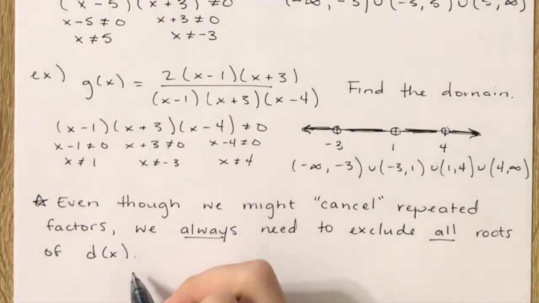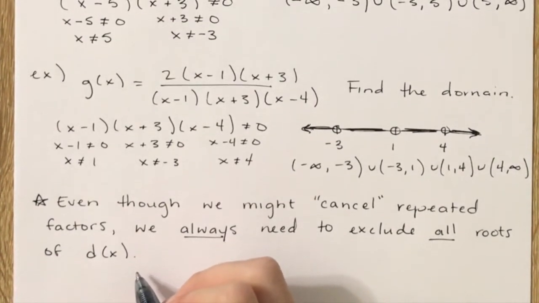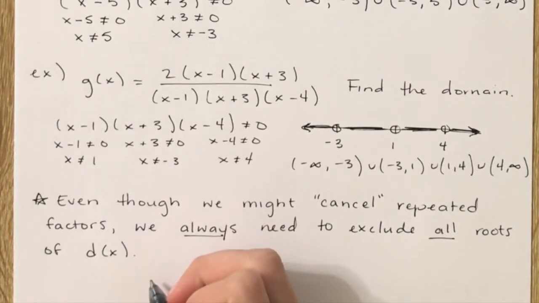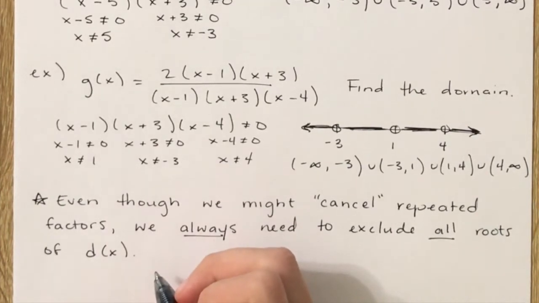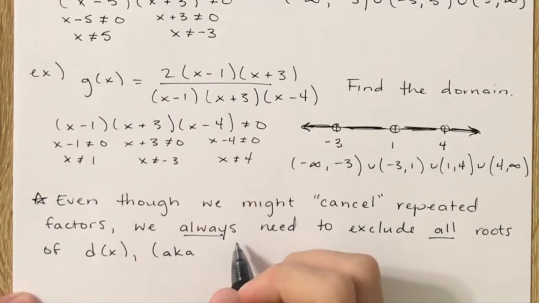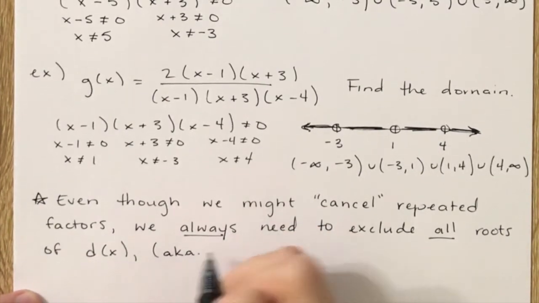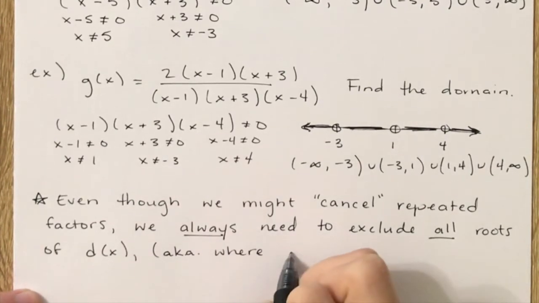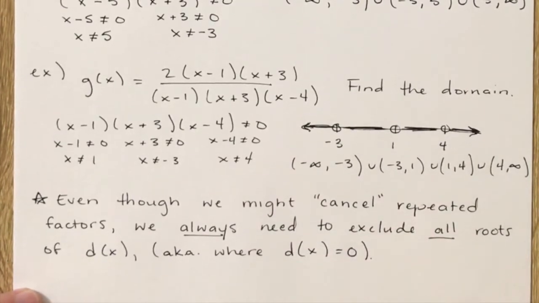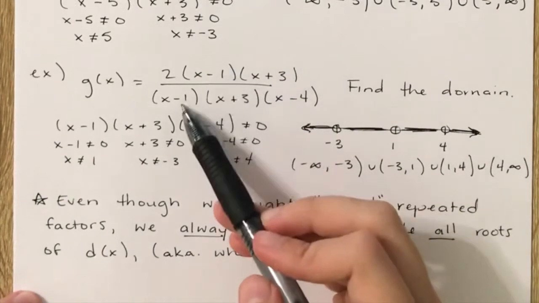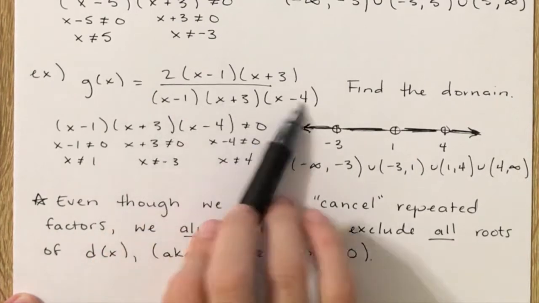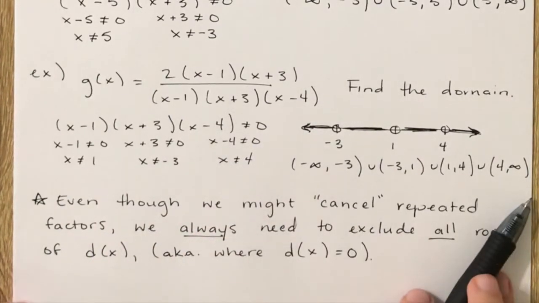Well, if you'll recall in our definition, we said that a rational function looks like p of x over d of x. P of x, the way I like to remember it, is like a polynomial on top, and d of x is like the denominator, which is, also known as, aka, where d of x equals 0. So even though we do have the same factors here, we still needed to look at what our roots were of the denominator and exclude those from the domain.